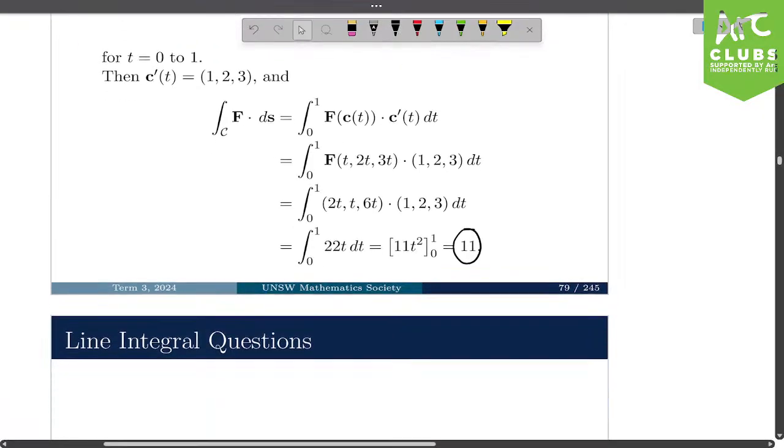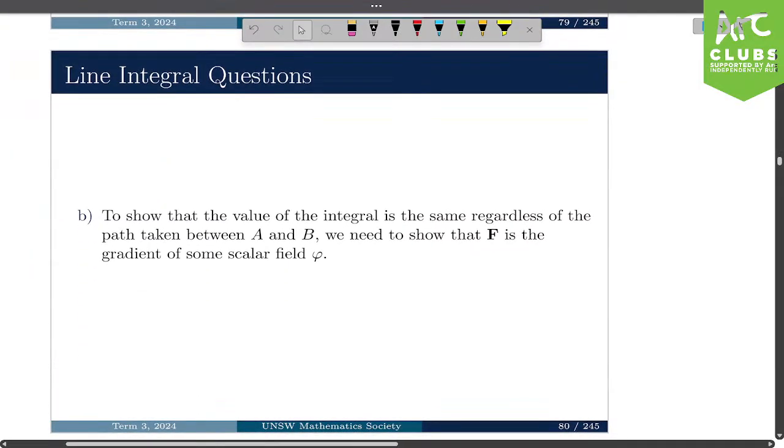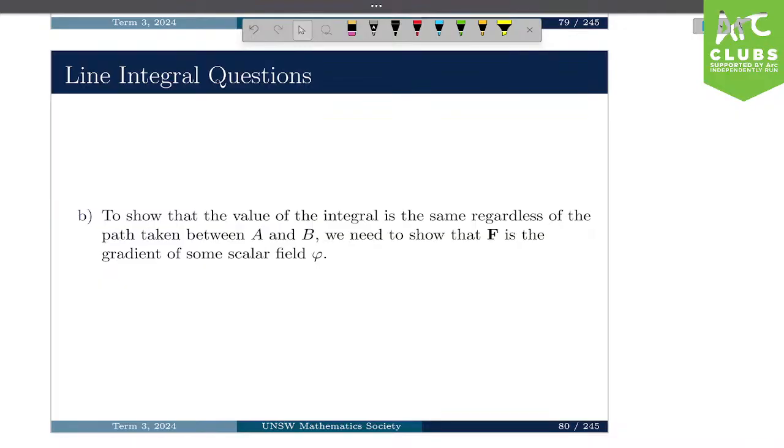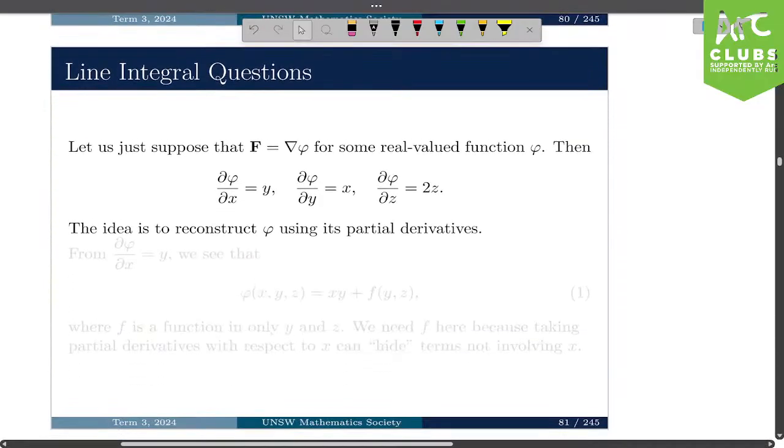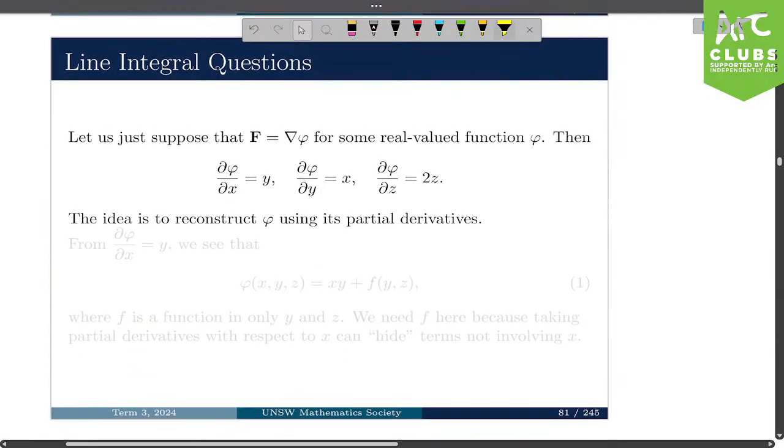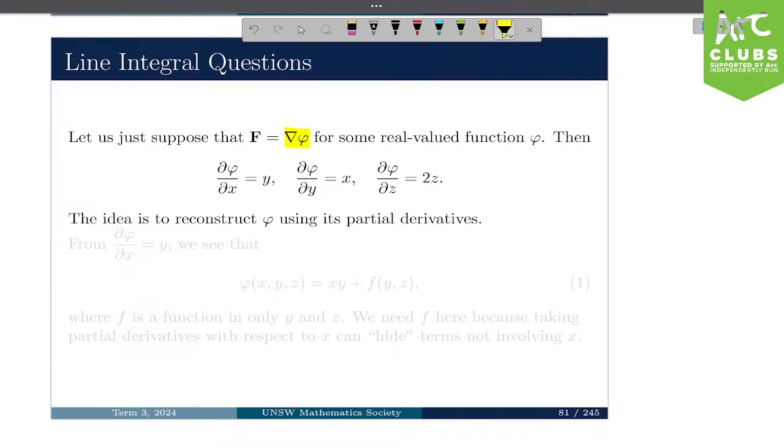Now we need to show that it's not path dependent, that it doesn't matter what path we take. So to show that the value is the same regardless of the path we take, we need to show that F is conservative. Okay. So we're going to begin by defining F as some conservative vector field nabla phi. And that means that if we take the x partial derivative of phi, it gives us the x component of our vector field. If we take the y partial derivative of phi, we get the y component, etc., etc.